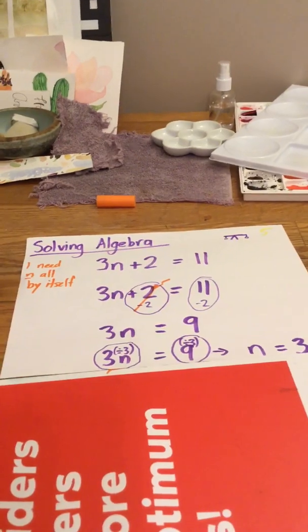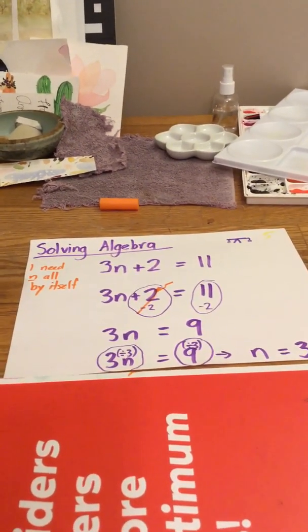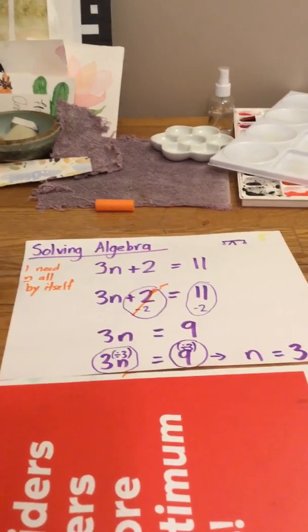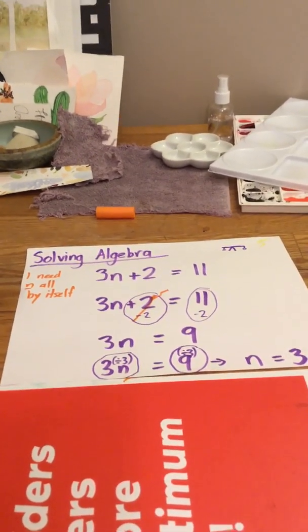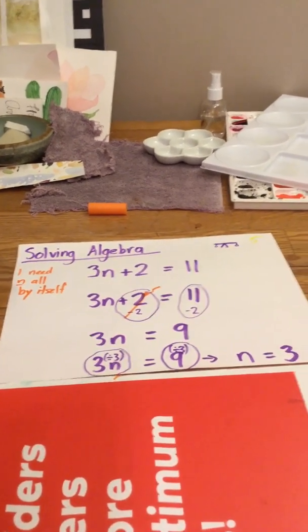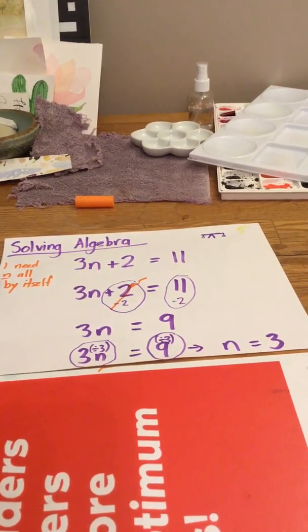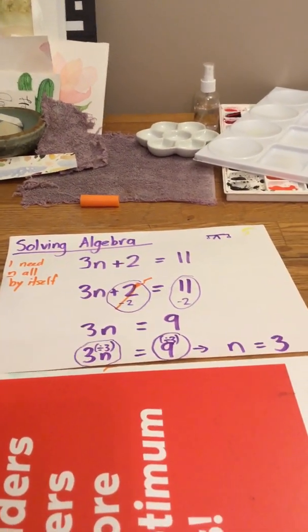I don't want 3 n's, I want n all by itself. 3 n's is 3 times n. To get 3 times n down to 1n, I divide it by 3. If I divide the left by 3, I have to then divide the right by 3. Okay, so 9 divided by 3 gives me 3.